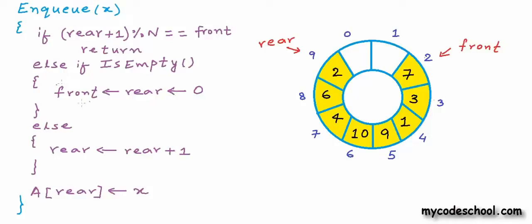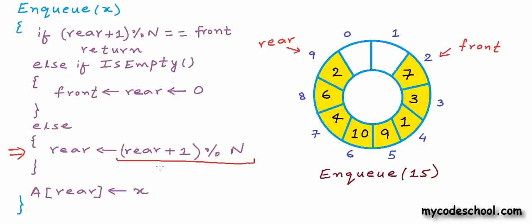If Q is empty, we can simply set front and rear as 0. In the last else condition, we will increment rear like this. We will say rear is equal to (rear plus 1) modulo n, where n is the number of elements in the array. With this much change, my NQ function is good. Now let's make a call to NQ and insert something in this array. I want to insert number 15. We will come to this last else condition. Rear right now is 9, so this expression will be (9 plus 1) modulo n. n is 10 here, the size of this array A. This will evaluate to 0. Now my new rear is 0. I will write number 15 here.